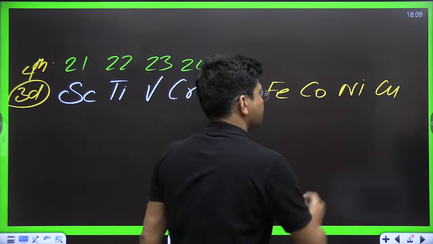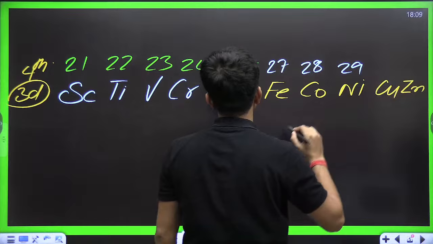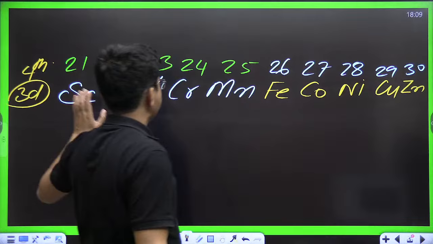What I said, kids, first of all, let me write down the atomic numbers: 26, 27, 28, 29, 30. So see these elements, everyone, and sing along with me. What song have I told you?